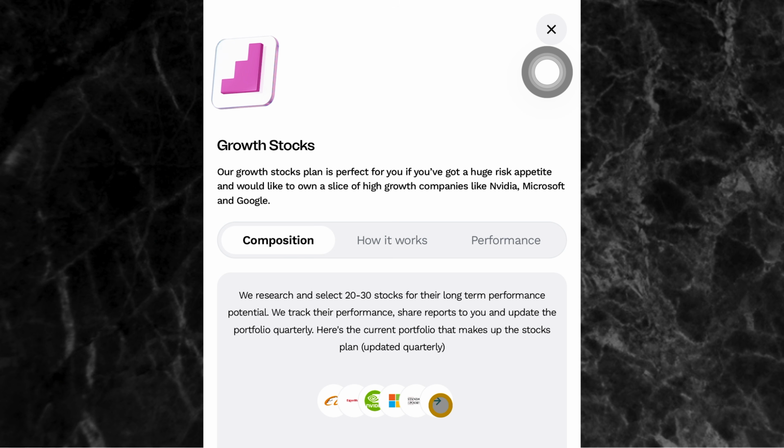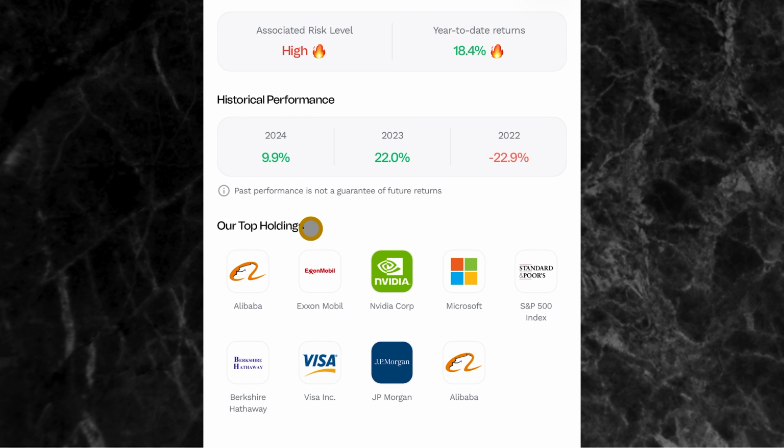Let's check it. So I'll click on this arrow. So right here you can see their top holdings under this investment. So they are investing in Alibaba, ExxonMobil, Nvidia, Microsoft, S&P 500, Berkshire Hathaway, Visa Inc., JP Morgan, and also Alibaba. I don't know why Alibaba is showing twice here, but these are some of their top investments in this category. So they'll show you right there.